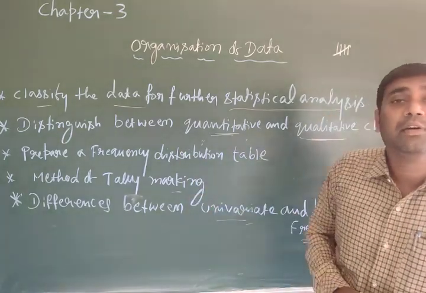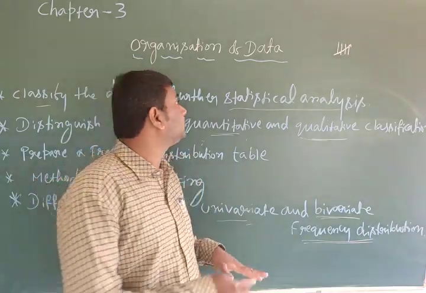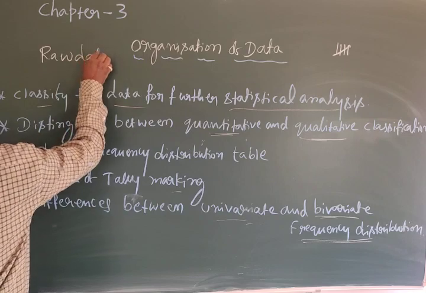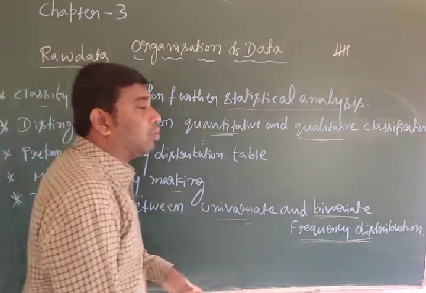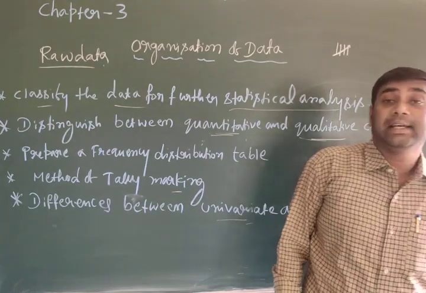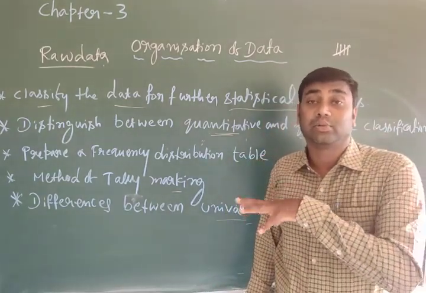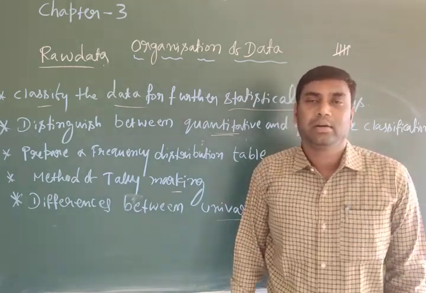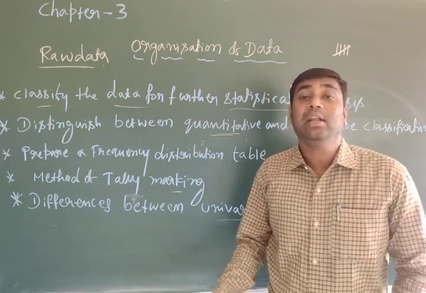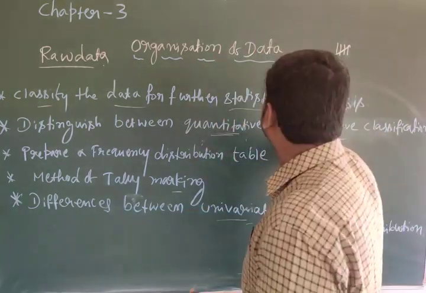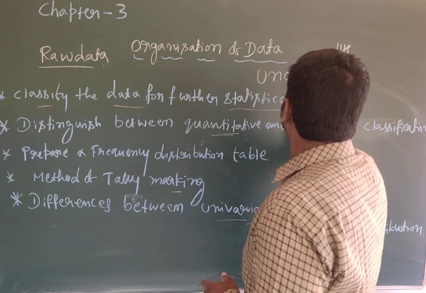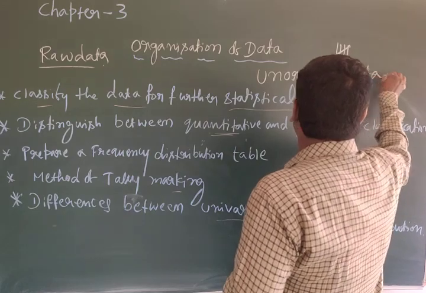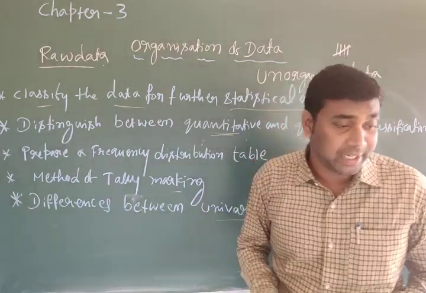In this, first we have to discuss the raw data. The first thing, it will come for 1 mark or 2 marks. What is the meaning of raw data? The information we have collected from the sources of primary data and secondary data, we can consider as raw data. Raw data means unclassified data or unorganized data.